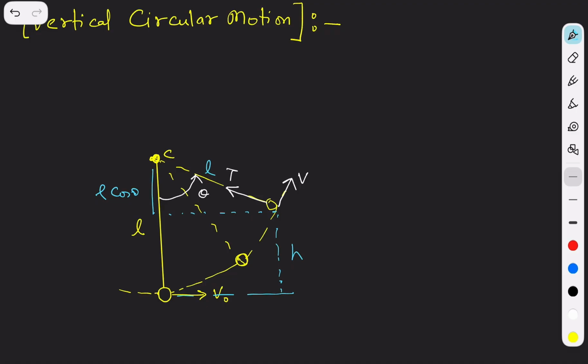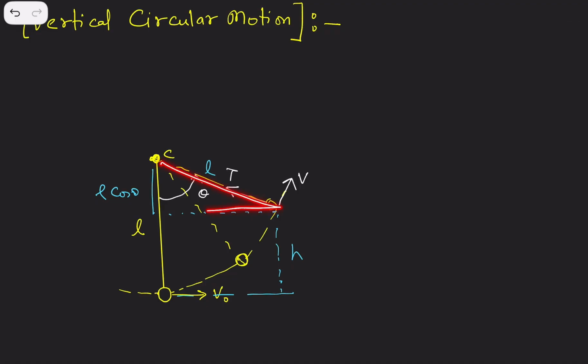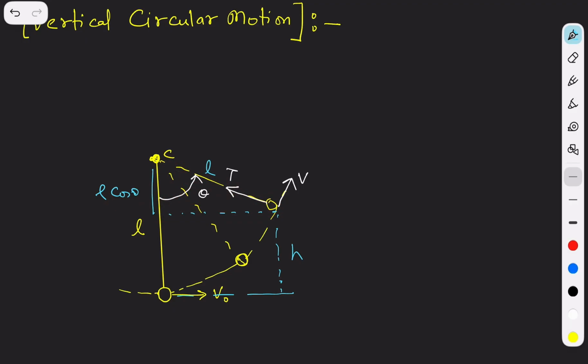Okay, with this right angle triangle, if this angle is theta, we can say this is L cos theta. So using this simple result, we can say the height that it has gone is nothing but L minus L cos theta. So the particle has gone up to a height of L minus L cos theta.